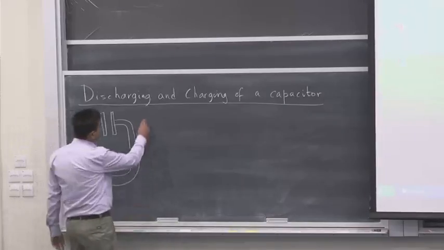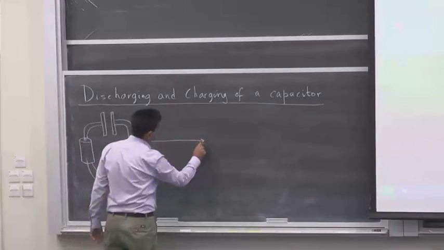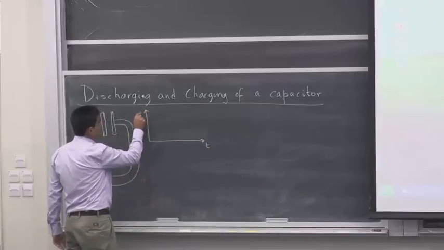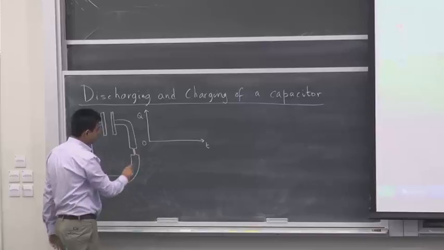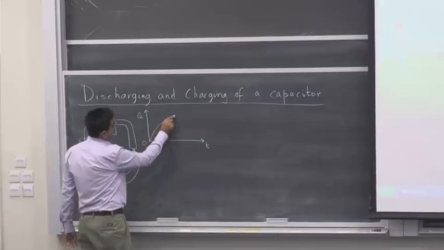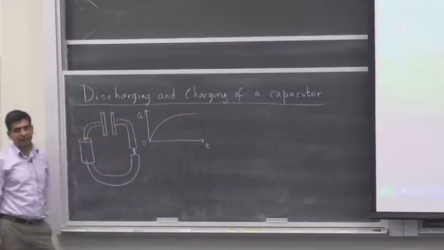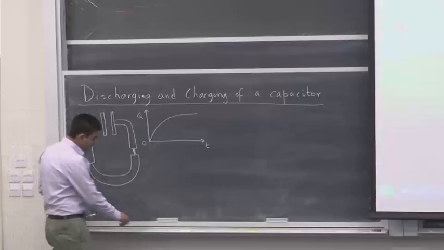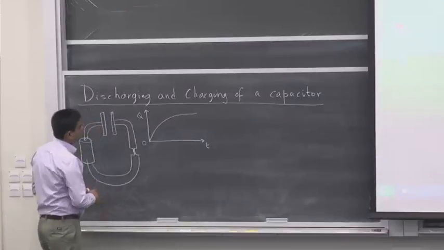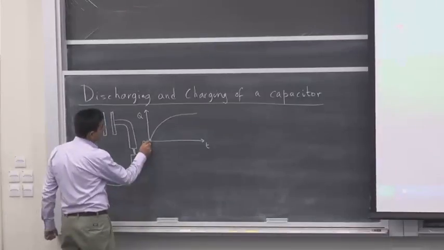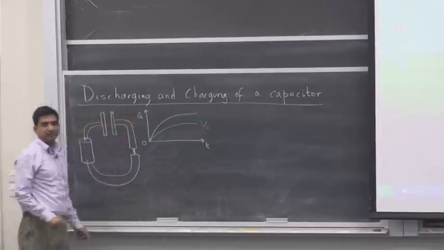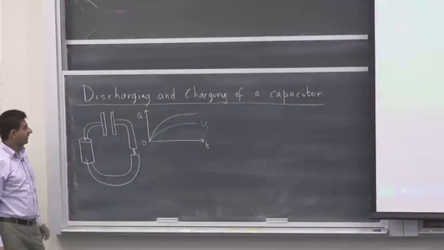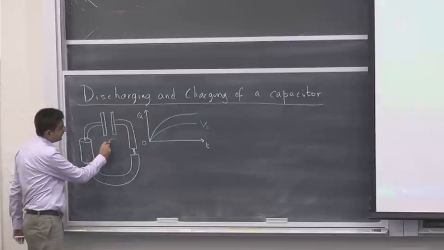And if I were to plot the buildup of charge with time, I found out that if the capacitor was initially discharged, it builds up charge exponentially. Likewise, a voltage is built up across the capacitor exponentially. This is the voltage across the capacitor. This capacitor has some capacitance C.